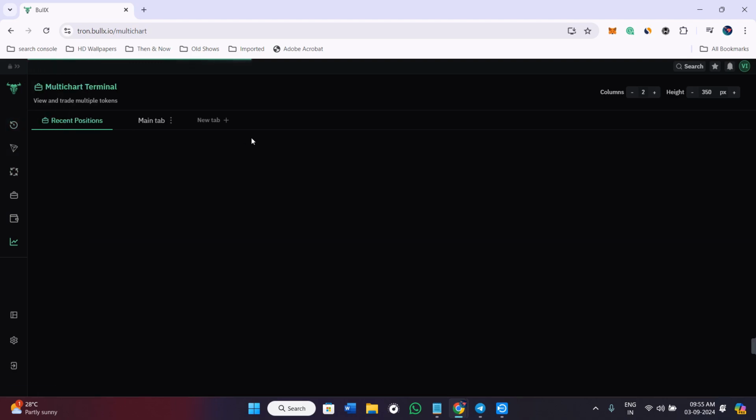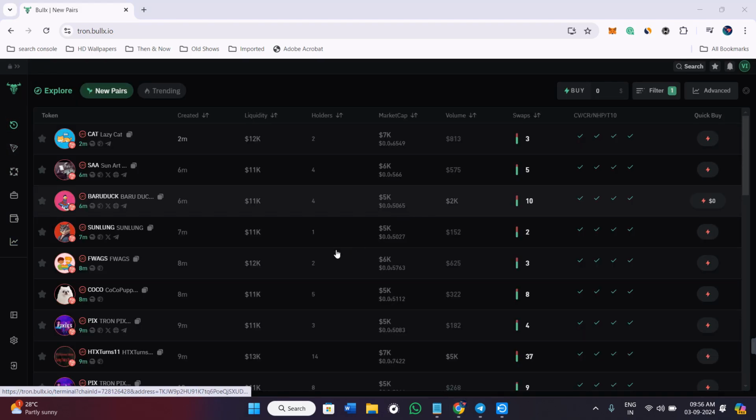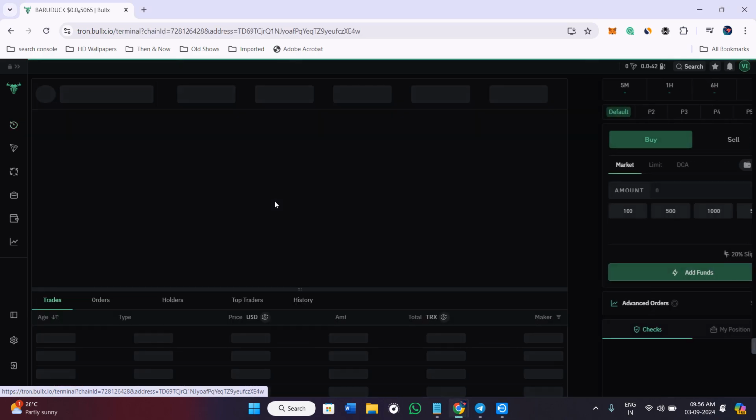So if we go to explore, we have some of the advanced features that could help you to perform advanced strategies. Now the platform allows for automated trading strategies. So we have the stop loss option and the take profit order option.